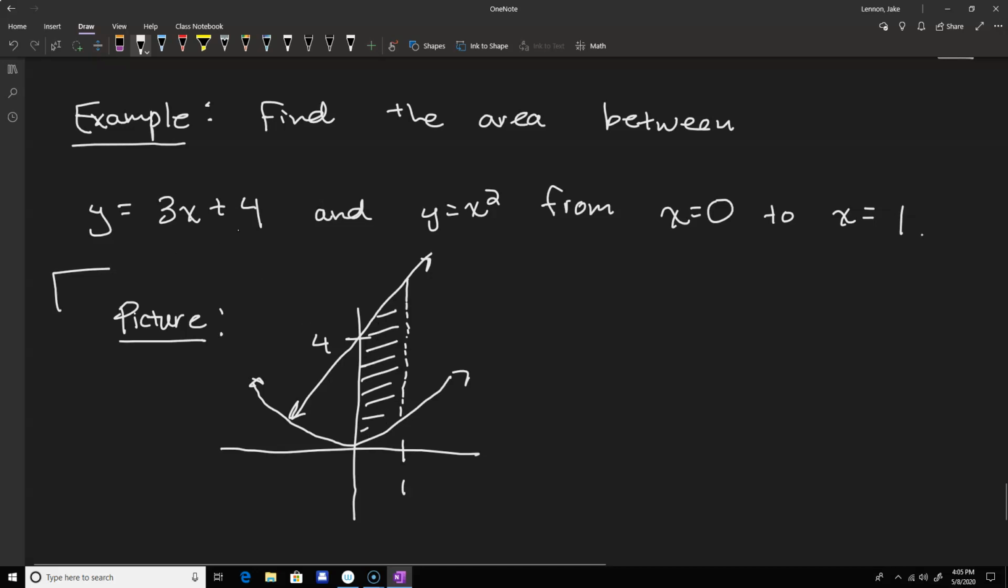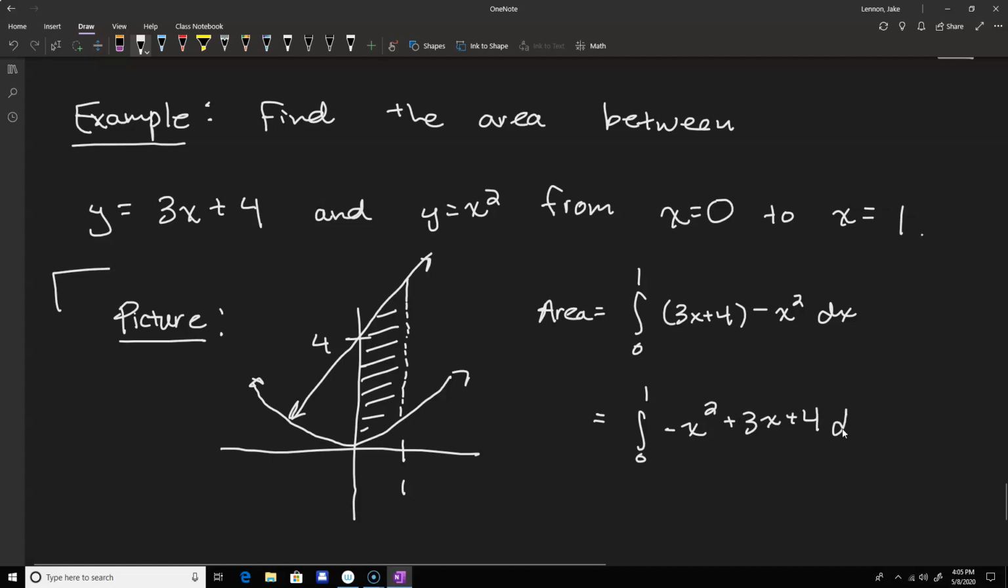And since we know that the 3x plus 4 is on top, what we can do is we can just subtract the two functions. So the area here is going to be the integral from 0 to 1 of this 3x plus 4 minus x squared dx. And then you just find the integral as usual. And again, the line is on top. That's why we are putting it on top and then subtracting the formula for the parabola that's on bottom. So this would be the integral from 0 to 1. And we could write it without the parentheses because there's nothing to distribute. So minus x squared plus 3x plus 4.